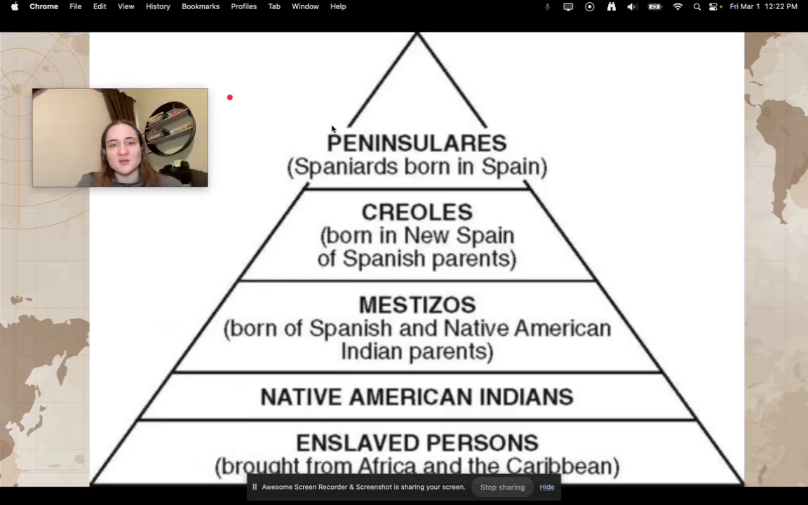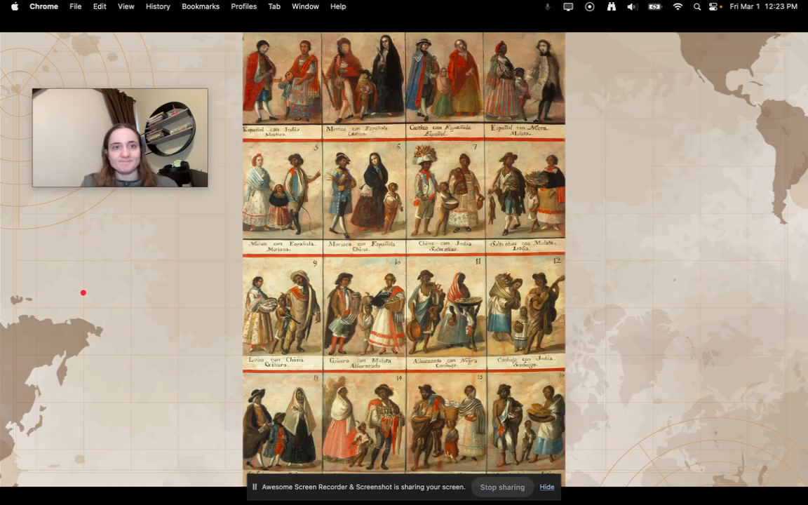So here is a pyramid of the castas. So at the very top, you would have the peninsulares. So those were the Spanish that were born in Spain, and then they would come and live in North or South America. Below them were the Creoles, who were people who were born in North or South America, but to Spanish parents. And then after that were the mestizos. So those were people who had like a mix of Spanish or native heritage. And then after that would be the native population. And then here would be the enslaved persons.